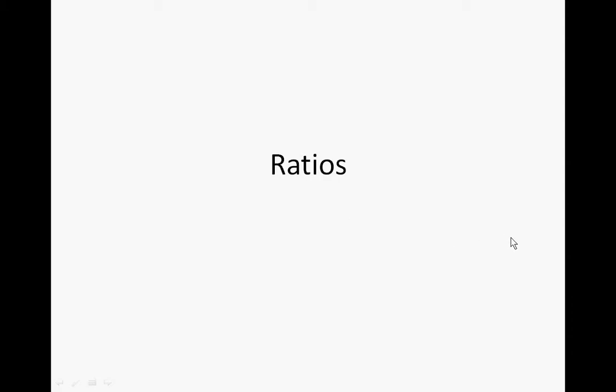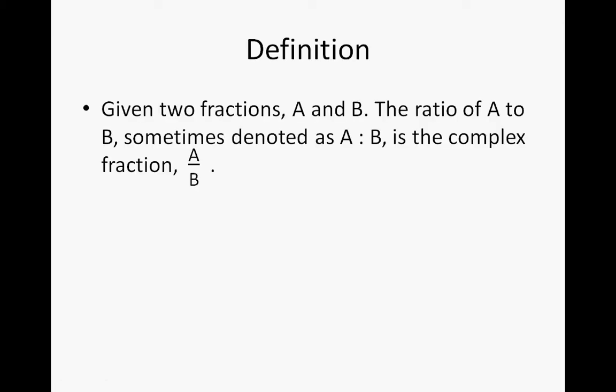Hi, we're going to talk about ratios, our first topic in our new unit. So for a definition, given two fractions, a and b, the ratio of a to b, sometimes denoted as a colon b, is a complex fraction a over b.